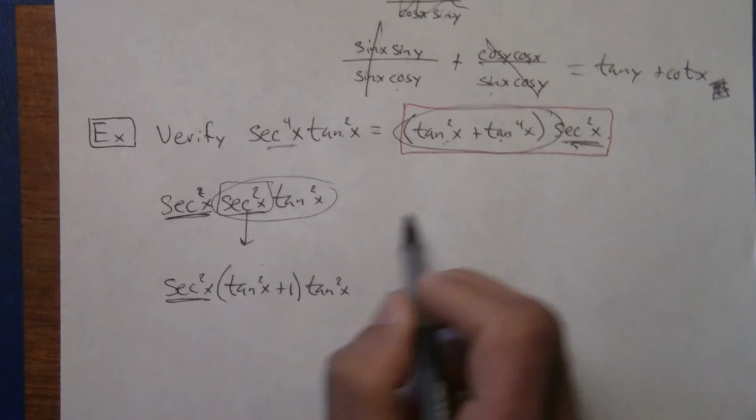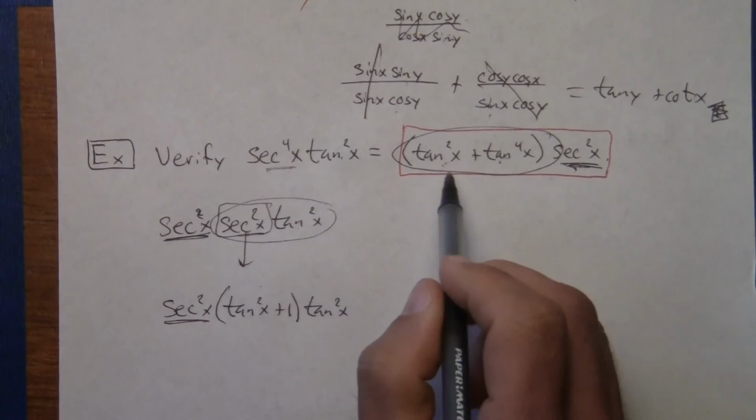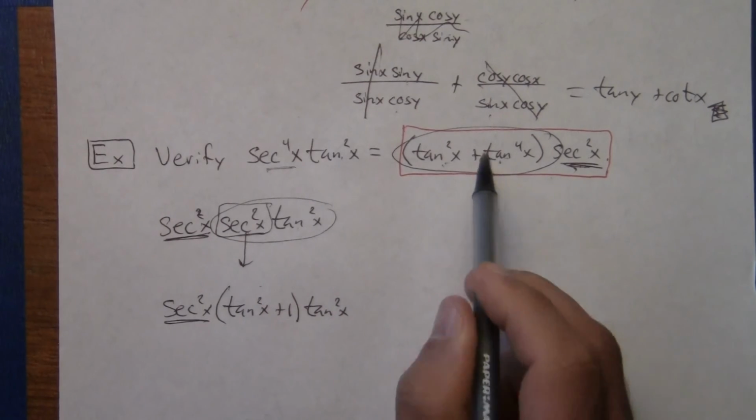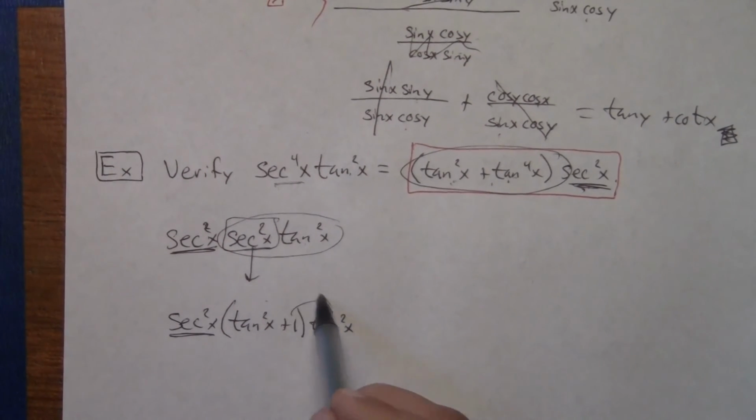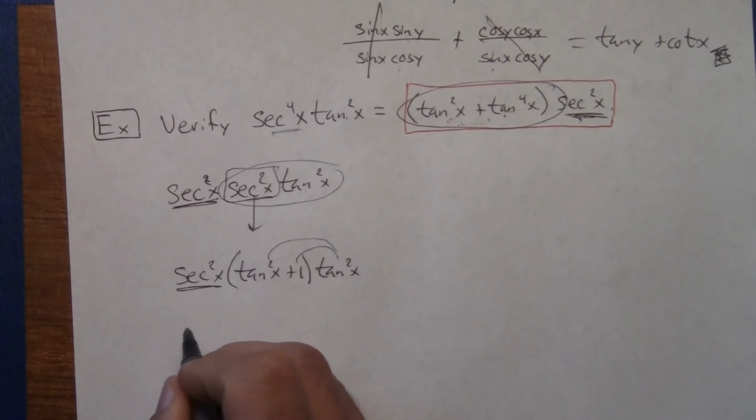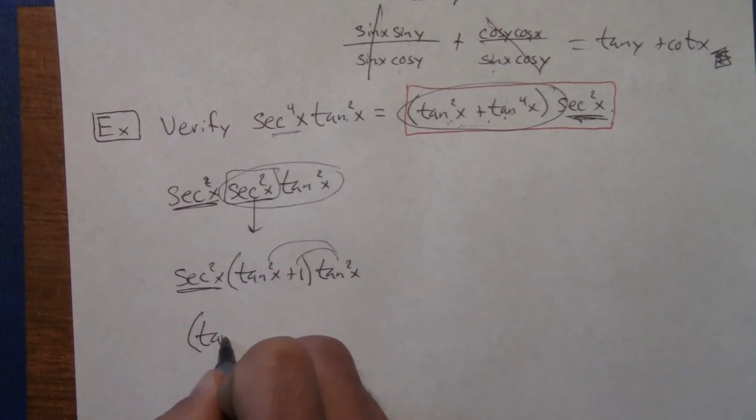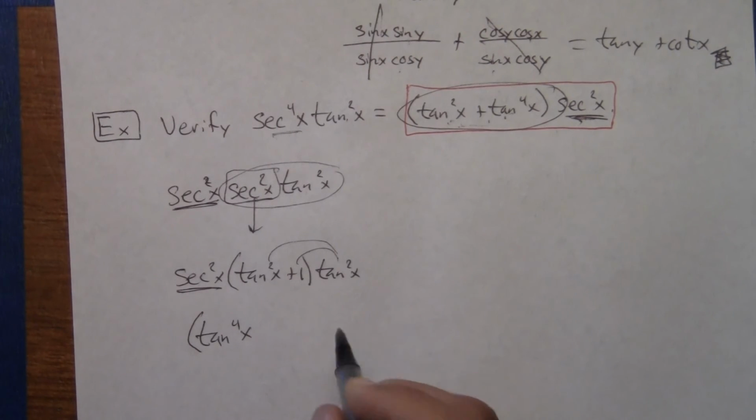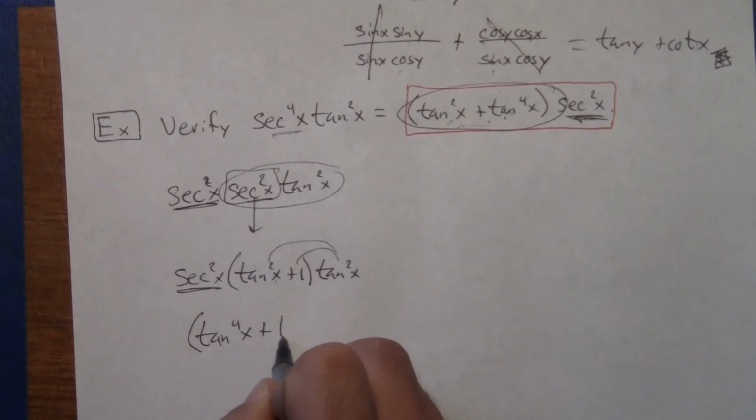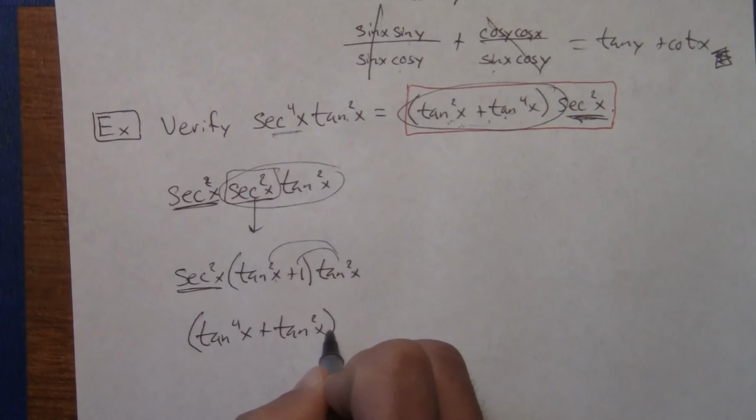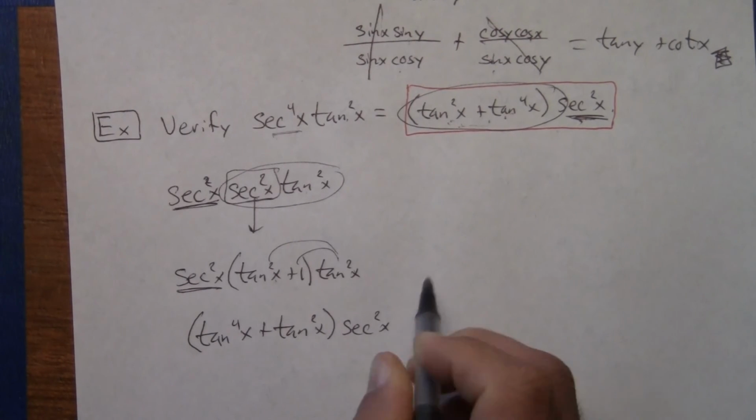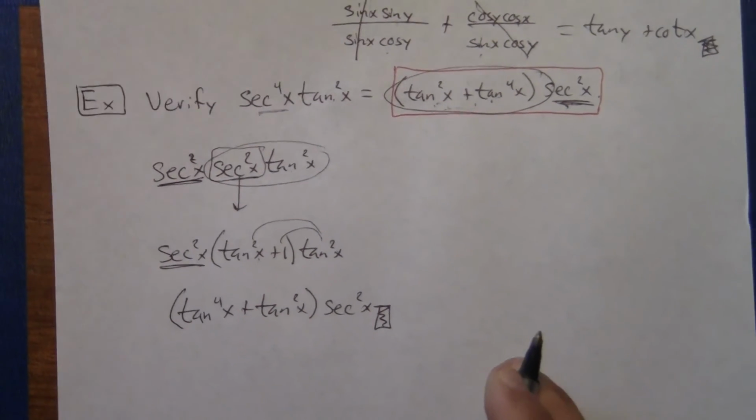So again, leaving this alone because it's part of my answer, I now have nothing but tangents, which is good, and if you take a second look, you can see if you distribute, you will get exactly what you're looking for. And so I'll rearrange the order so that it's exactly what they want, but order really doesn't make much difference. It's tangent to the fourth x plus tangent squared x times secant squared x. And now I've got it.